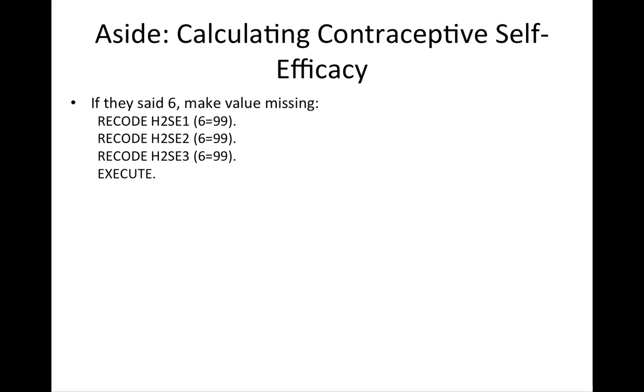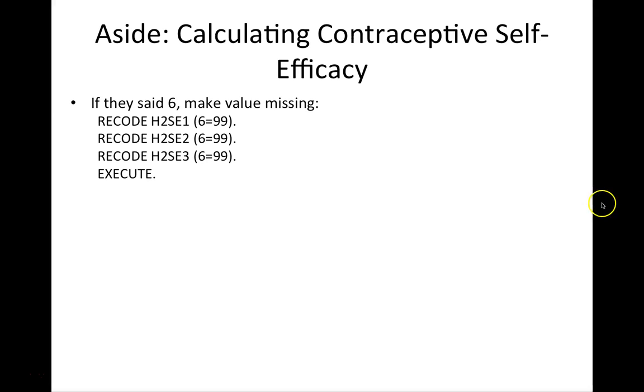The first thing that we need to do: this scale is coded such that a response of 6 indicates that somebody said, I don't want to use birth control at all. I'm actually just not interested. And so for them, self-efficacy is not so relevant. We don't want to know if they feel confident that they're able to use birth control even when they're highly aroused, when they don't want to use birth control. So we're going to take those responses out of the equation.